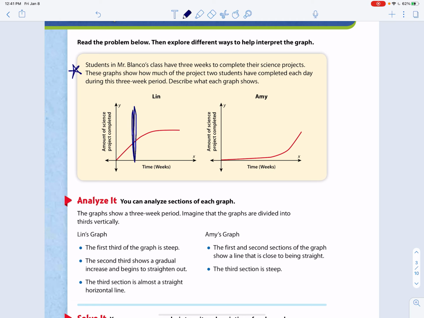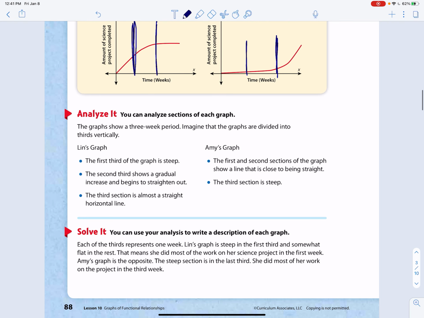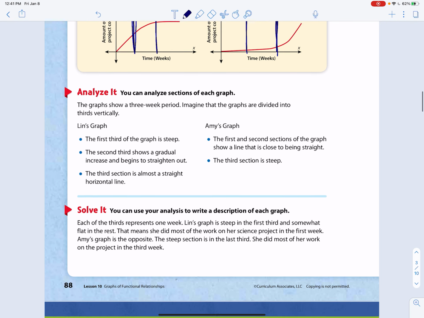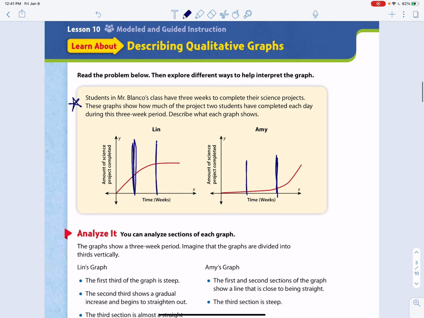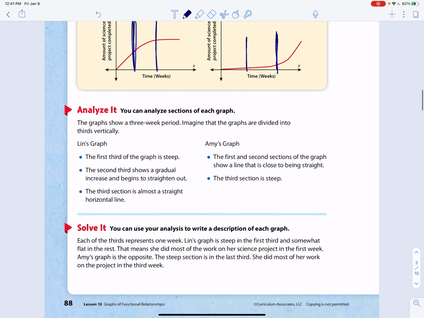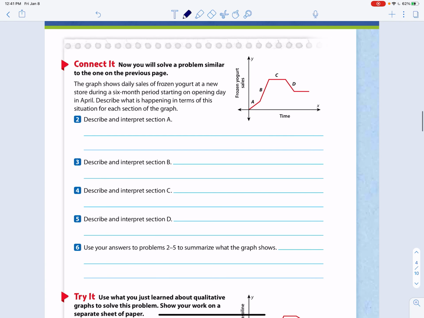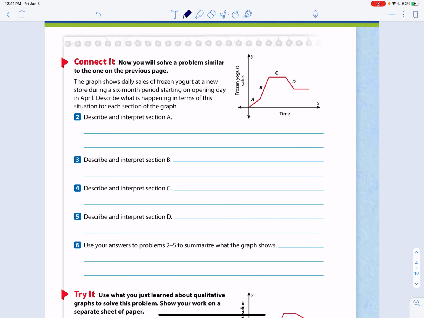They broke it into thirds. Okay. And then they broke up both of them into thirds. All right. So you just talk about what's happening in these three sections. And they talk about all of these things, and they analyze it and they solve it. So be sure that you've read through these before you move on to the connected. All right, so we will be covering the connected in this video. All right, so I'll go ahead and start.